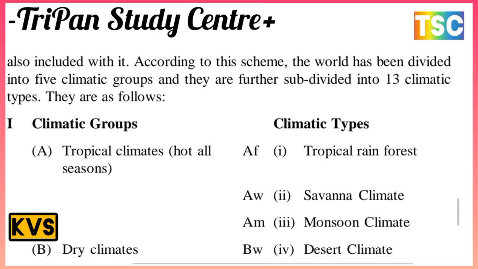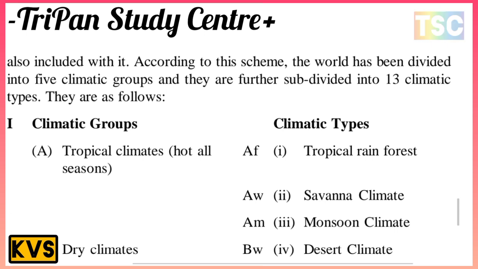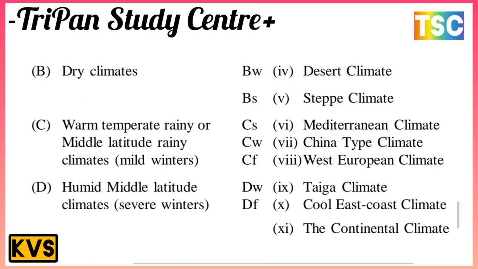This is the most important part, climatic group and climate type. The first, tropical climate, hot in all seasons: tropical rainforest, savanna climate, monsoon climate. The next, dry climate: desert climate and steppe climate. Then warm temperate, rainy climate with mild winter: Mediterranean climate, China type climate, and Western European climate.